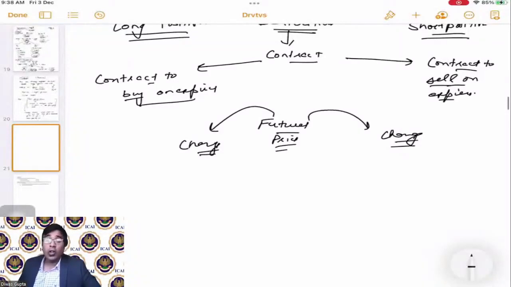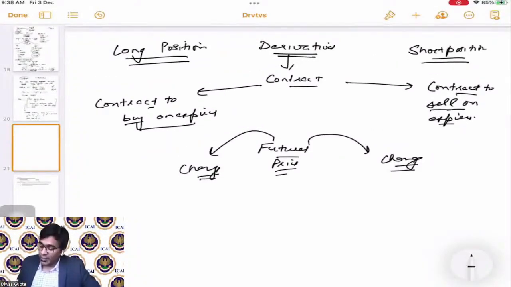Although they are contracting to buy or sell, they will never buy or sell. That is the beauty of this derivative. They are just contracting to buy or sell, but they will never buy or sell on expiry also. They will not do a settlement. They will not deliver the stocks. They will not receive the money. Nothing is going to happen. They are just betting. They are just contracting to buy or sell. That's all. They will not actually buy or sell.